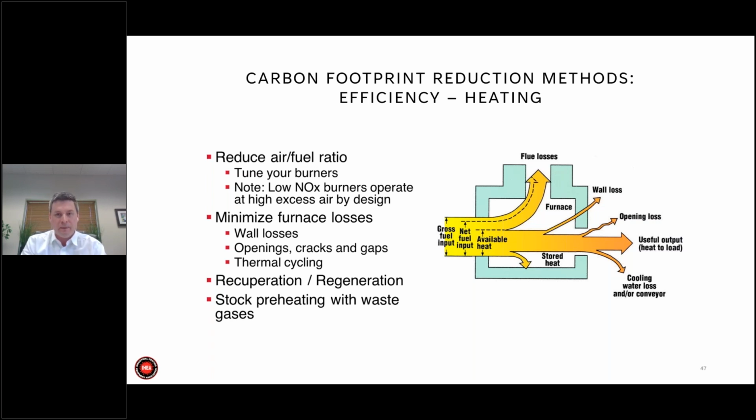Tune your burners. Next thing to do is minimize your furnace losses. Furnace maintenance equals carbon footprint reduction. If you maintain your furnaces, you fix gaps, you fix missing insulation, you will be able to keep the efficiency of that furnace up to par, and you will reduce the carbon footprint of your facility.